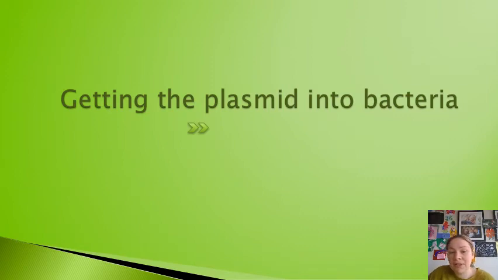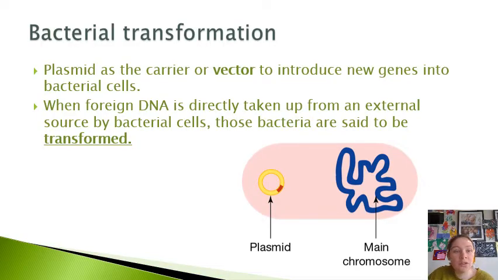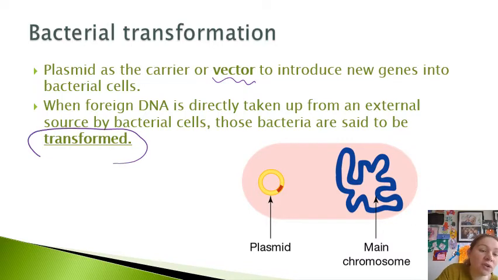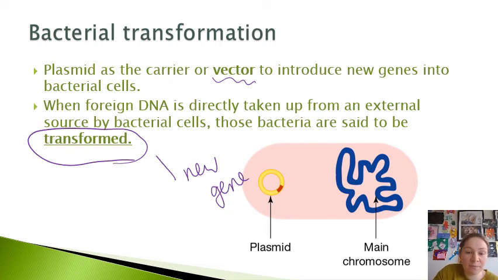Getting the plasmid into the bacteria. So bacterial transformation. A plasmid is the carrier or the vector to introduce a new gene into a bacterial cell. So when foreign DNA is directly taken up from an external source by a bacterial cell, those bacterial cells are said to be transformed. So transformed bacteria have got a new gene inserted.